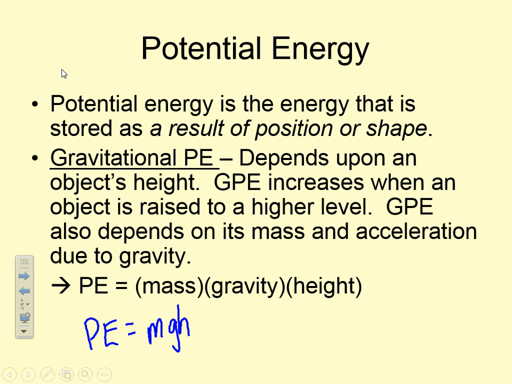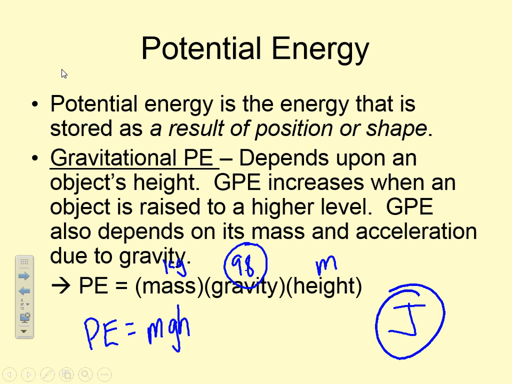Mass times gravity times height. Mass is in kilograms. Gravity is 9.8. Remember, that's a constant because we're on Earth. And height has to be in meters. The unit for all types of energy is joules. So PE is equal to mgh, mass times gravity times height. The higher you are, the more potential energy you have.